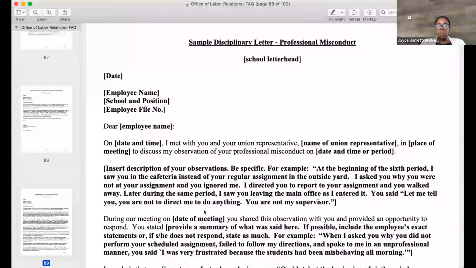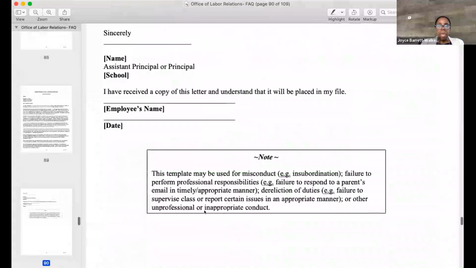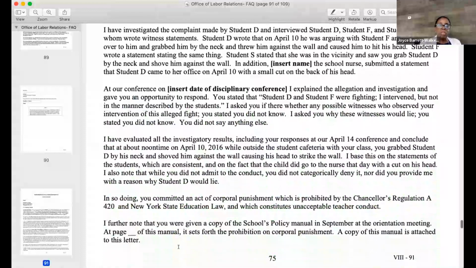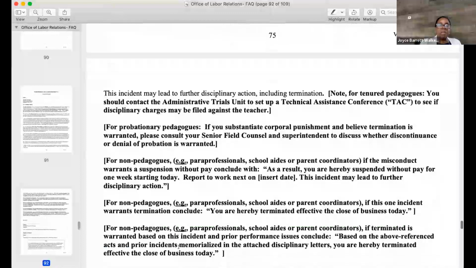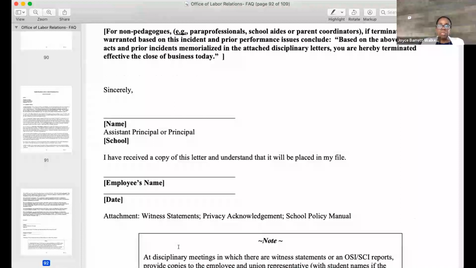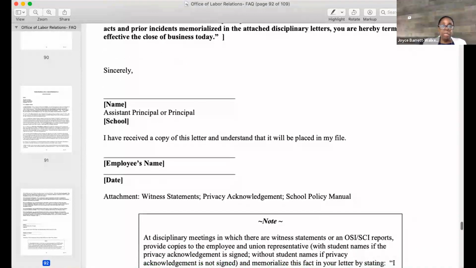Professional misconduct, I remember someone asked. And there was one on, here's corporal punishment now. And this is the letter that is going to go, not trying to scroll too fast. This is the full letter that goes to file, and this is how the end portion looks. The signature of the principal or assistant principal. The staff member is told that I have received a copy of this letter and understand that it will be placed in my file. And if it's a corporal punishment, you see witnesses' statements, privacy acknowledgement, and school policy manual are part of the attachments.